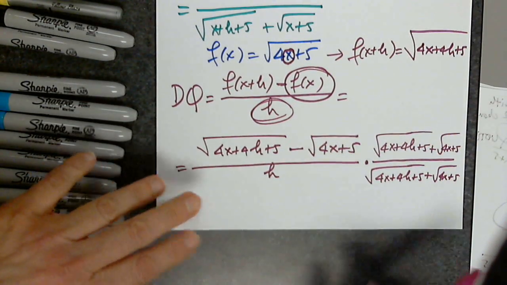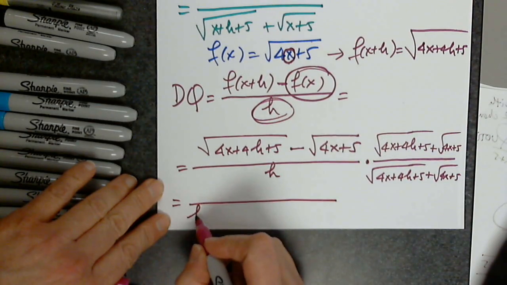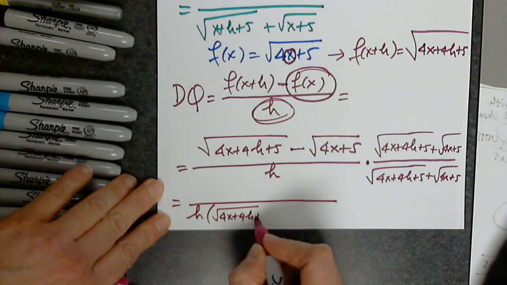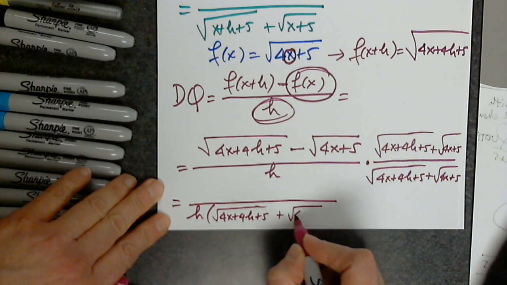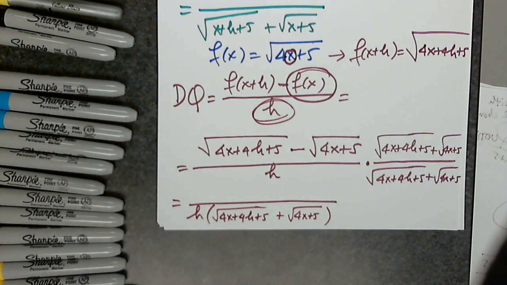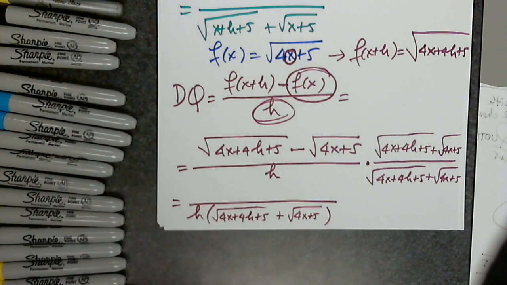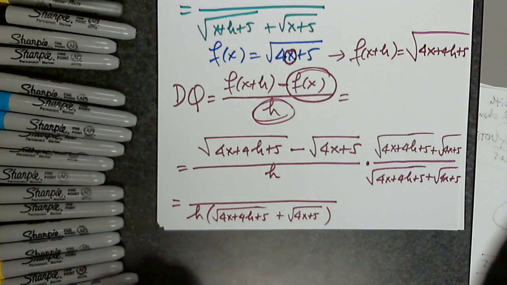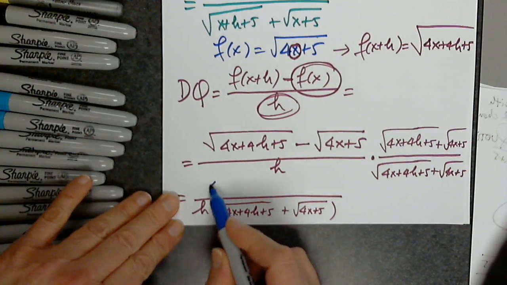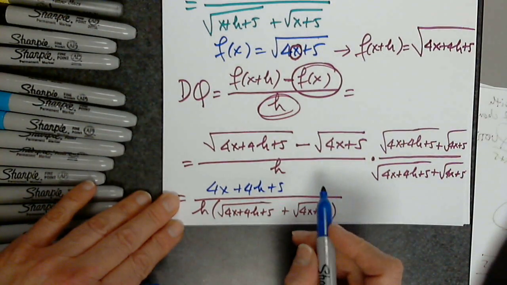Okay, so then the denominator is h times the square root of 4x plus 4h plus 5, and then plus the square root of 4x plus 5. And now can anyone dictate the numerator? We have an agreement on that. 4x plus 4h plus 5.